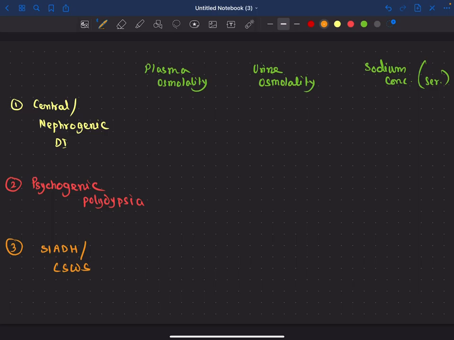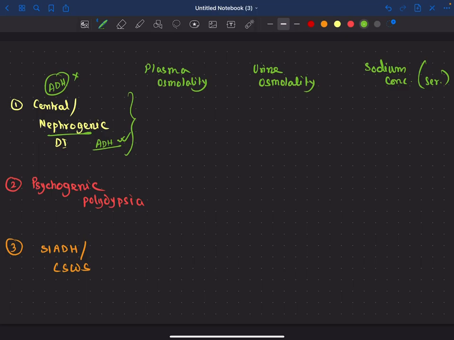So here what happens in central there is no ADH secretion, okay, and in nephrogenic the ADH is there but is resistant, because of the resistance at the receptor, meaning ADH is present but it is not acting at the receptor level. So in either way the action of ADH is not there.